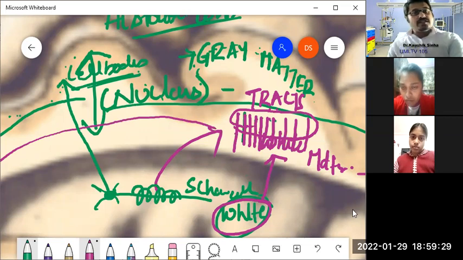There are quite a few tracts, and the tracts have separate names. We will come to the names of these tracts in the upcoming classes. As of now, did you understand the total organization?